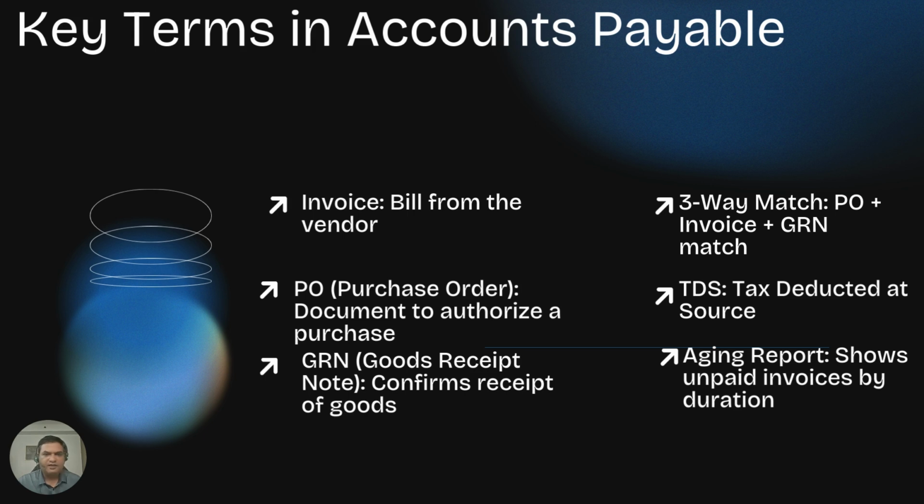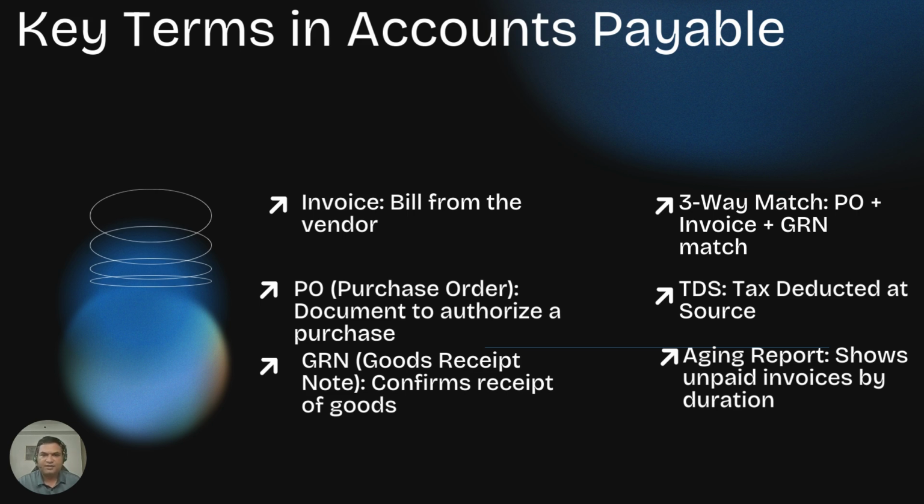What are the key terms in accounts payable? Some of the important key terms in accounts payable are: one, invoice, which is the bill that you receive from a vendor. Second one is purchase order that you issue, which is a document to authorize a purchase. Third is the GRN, which is called goods receipt note, a document that confirms that you have received these goods. Fourth one is three-way match, which is your PO plus invoice plus GRN match.